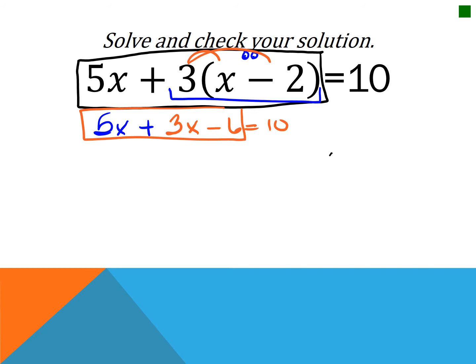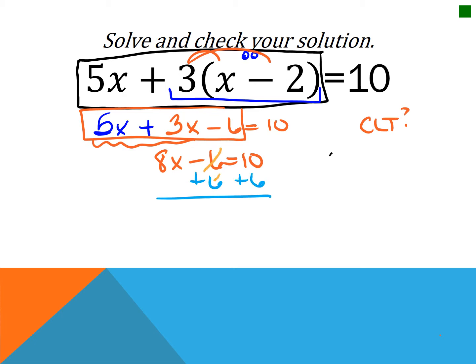I'm going to look to see if I can combine like terms. Can I combine like terms? Yep, 5x plus 3x, so 8x minus 6 equals 10. When I see a plus sign or a minus sign, I'm going to add, remember. Those cancel. I have 8x equals 16. I'm down to multiplication. When I have multiplication, I'm going to divide. I'm going to get rid of those 8s because 8 over 8 is 1. So x is equal to 2.